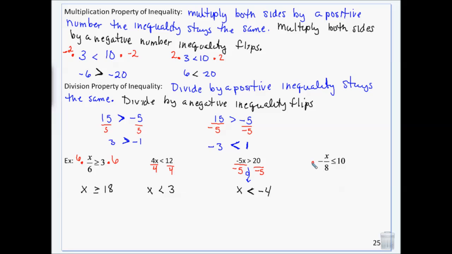X divided by -8, so I'm going to multiply both sides by a negative. Since I multiplied by a negative, I'm going to be flipping. It was less than, so now it becomes greater than or equal to. And again, just flipped it.